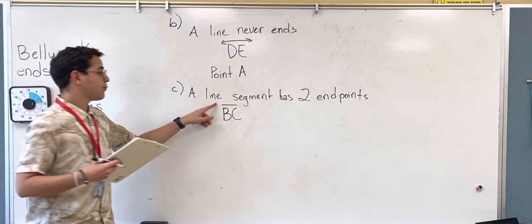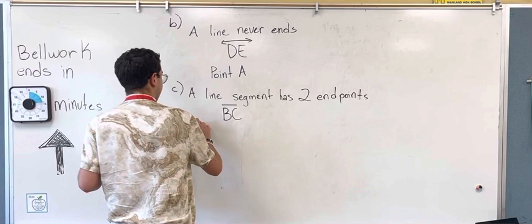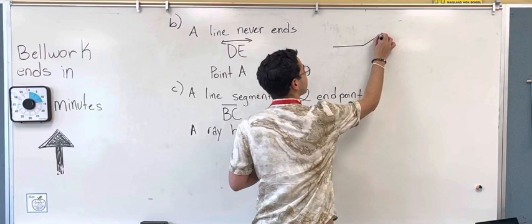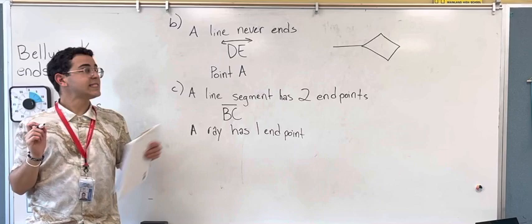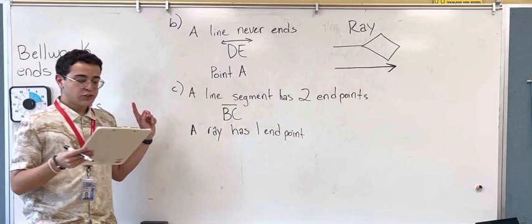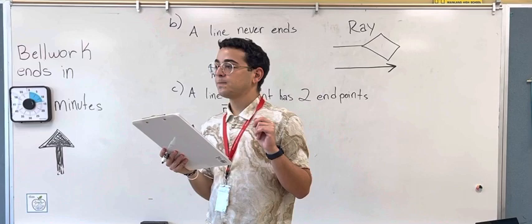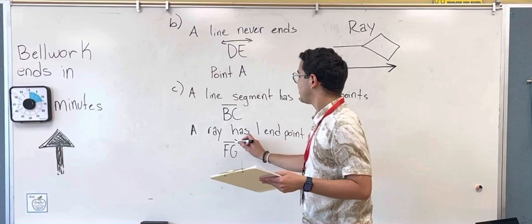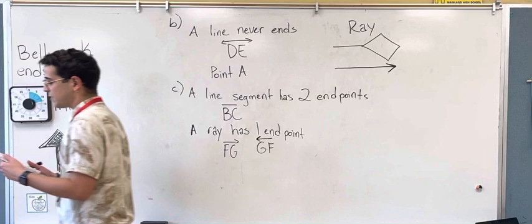And then a ray. A ray has one endpoint. So this is what a stingray looks like, right? Is that what a stingray looks like? Well, that helps you understand that a ray is just an arrow pointed in one direction. So looking at part A, where is the ray? What was that? F and G. Make sure the arrowhead is pointing towards the G because F is the endpoint. So you can write it like this, or you can write it like this, as long as the arrow is over top the correct letter.